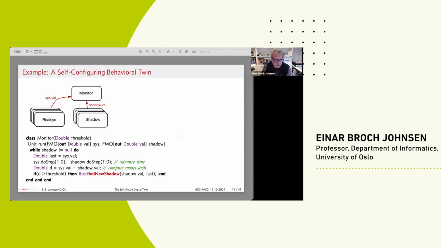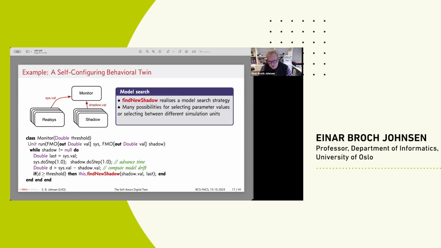And that means that in this monitor, we can now check whether the difference between what the system is saying the temperature should be and what the model says is too big, and then we can basically do a kind of model repair. So we can try to look for a better shadow than the one we currently have.